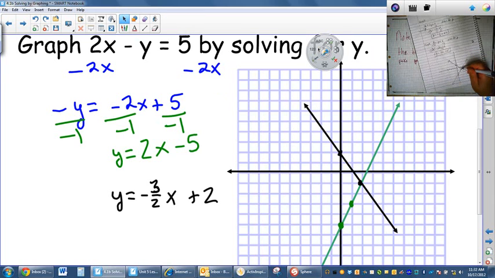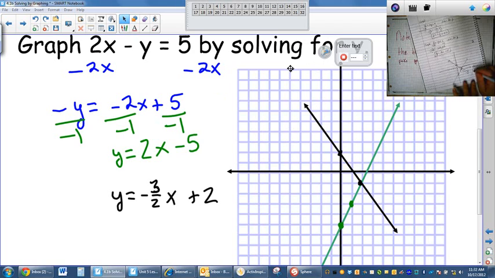All right, so taking a look at my graph and your notes, please enter in where you think they intersect.